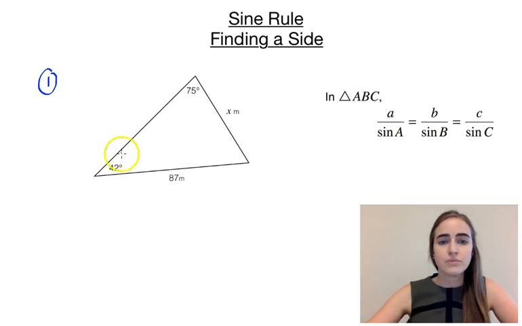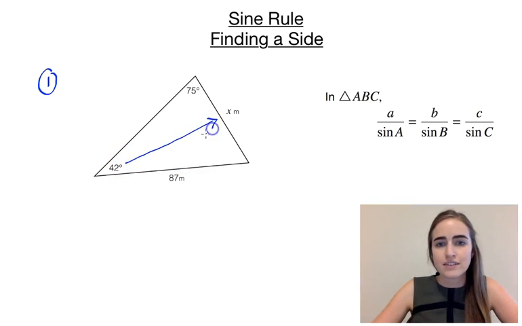In our first example, we've got this angle here of 42, and its opposite side is x, and then we've got a 75 and an 87. It's really important that we match up the 42 with the x, and that 75 goes with the 87. They have to be the opposite sides that we're going to use in our formula. Now we usually put what we're trying to find, in this case that x, in the numerator of our first fraction, just to make the working out a little bit easier.